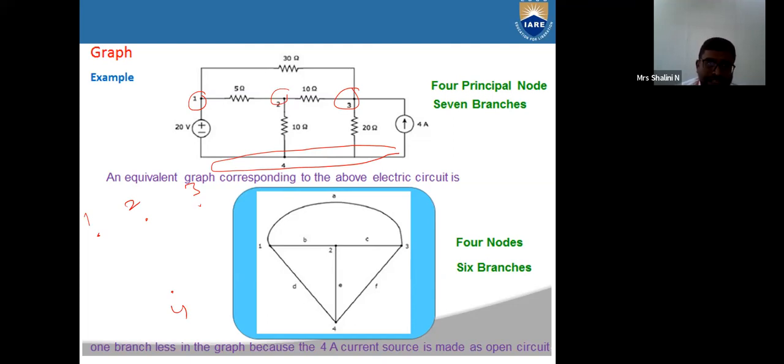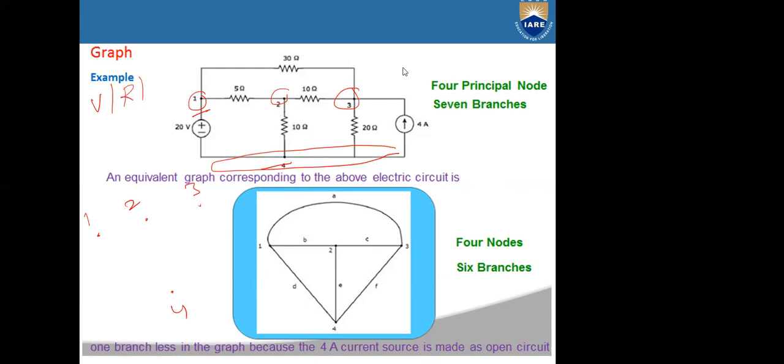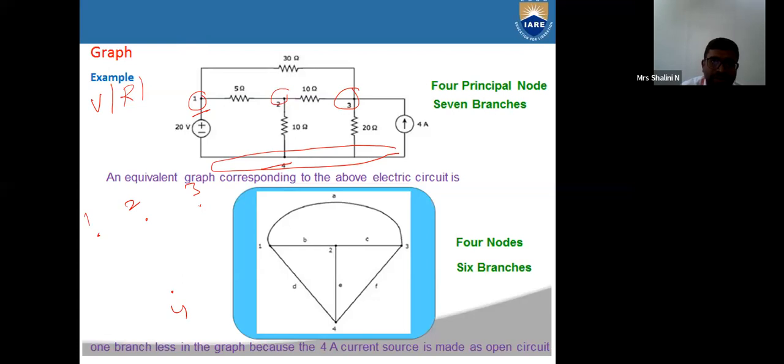Next, identify the relationship between the nodes. Here, between the first node and the fourth node, one voltage source is connected. I already told you, voltage sources and all passive elements are replaced with short circuits. So from the first node to the fourth node, there is one voltage source, so make it a short circuit here.